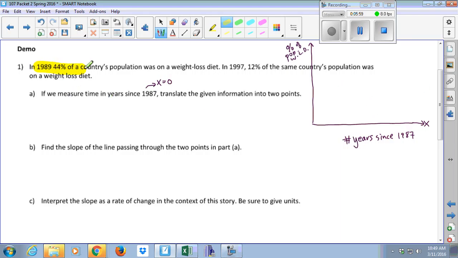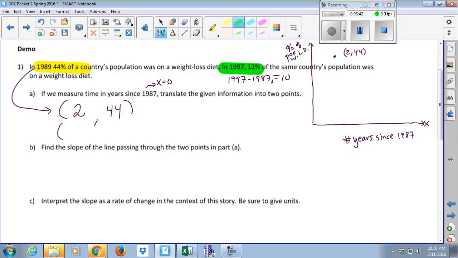1989, 44%. We want to make that into an ordered pair. So we're saying that 1989, we want to translate that to an x value. Our x value is the number of years since 1987, so that would be 2, because 1989 is 2 years from 1987. And our percentage is given to us, 44. So there we have a point, (2, 44). Let's put it up here, (2, 44). There we go. The second sentence starts off with some new information, another data point. 1997. 1997 is 10 years after 1987.